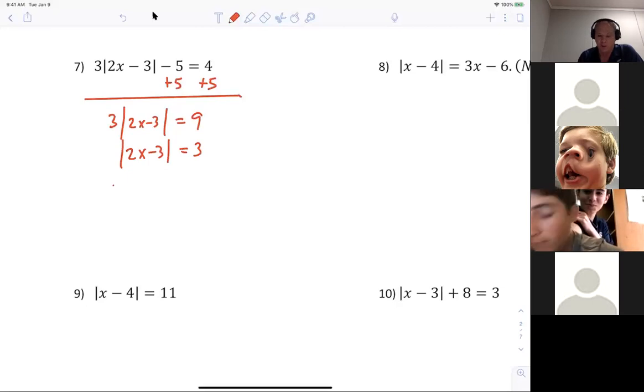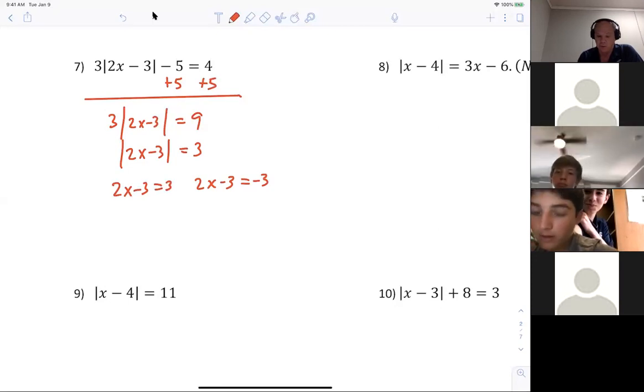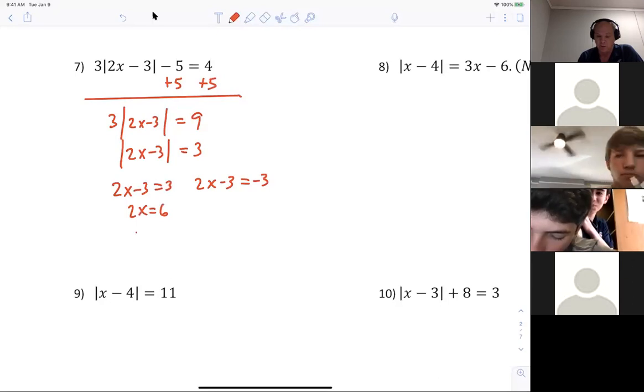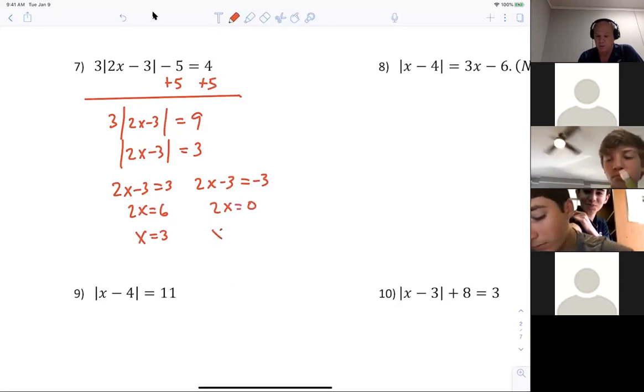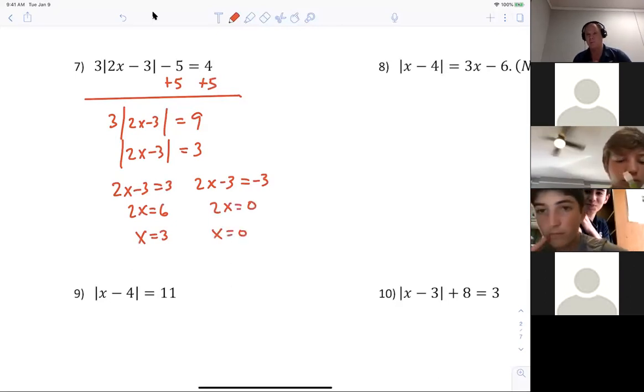Then from there, you'd write 2x minus 3 equals 3, and 2x minus 3 equals -3. So 2x is equal to 6, so x is equal to 3. Or 2x is equal to 0, so x equals 0. Anybody have any questions?